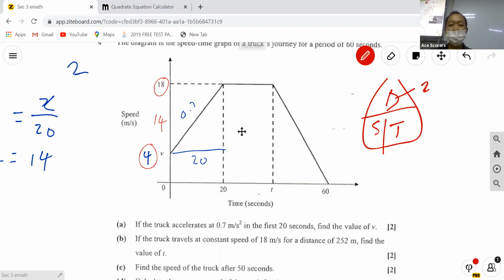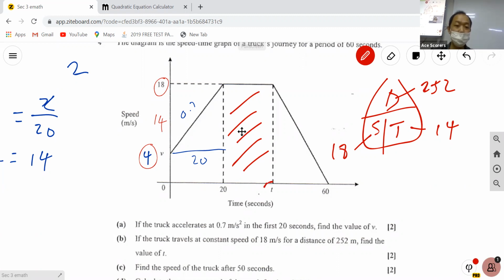Now they give you D equal to 252. They give you speed equals to what's the speed? 18. So how to find time? Divide 252 by 18. What do you get? 14. Okay, 14 again. So what does it mean? Now this area is 252. So time is 14. So to find T, that means the time here is 14 as well.